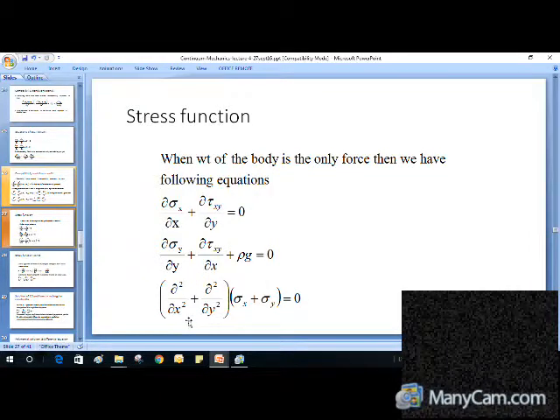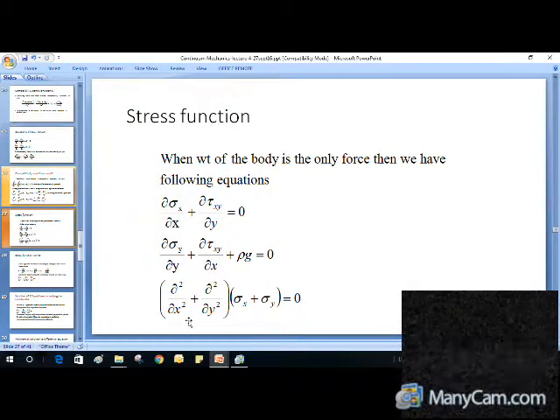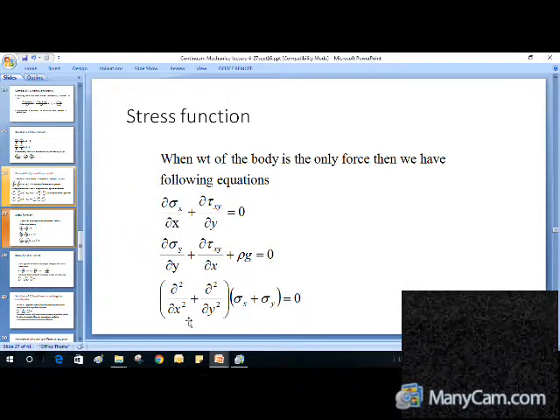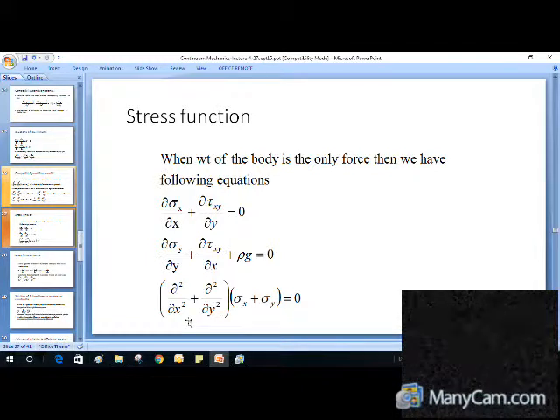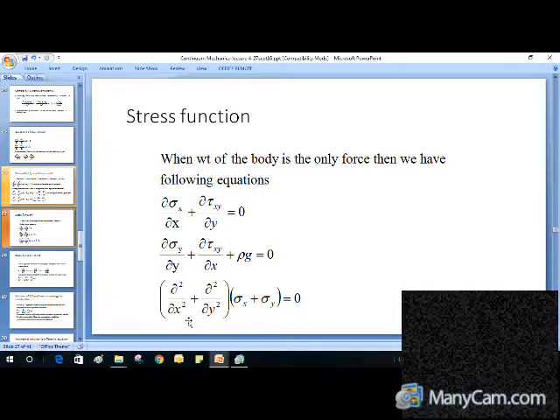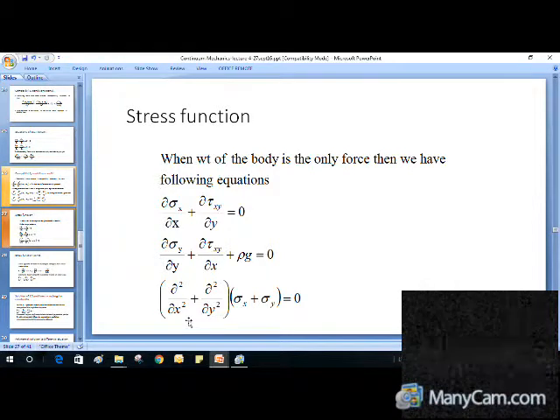So there is no other force applied. The force that I am applying, rho g, is constant with reference to x and y, so its derivative will be all 0. So I am now getting the equations to solve the plane stress problem over here. I have two equilibrium equations and one compatibility condition, all expressed in terms of the basic unknowns sigma x, sigma y, and tau xy.